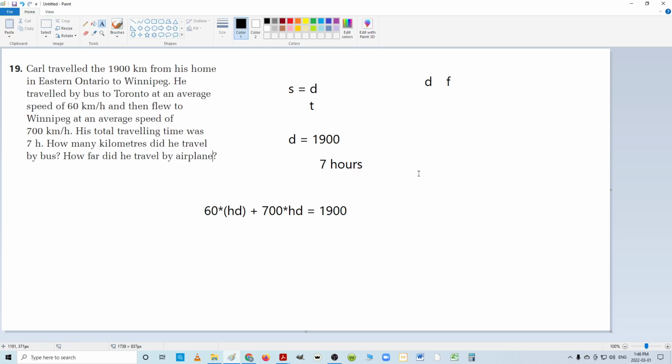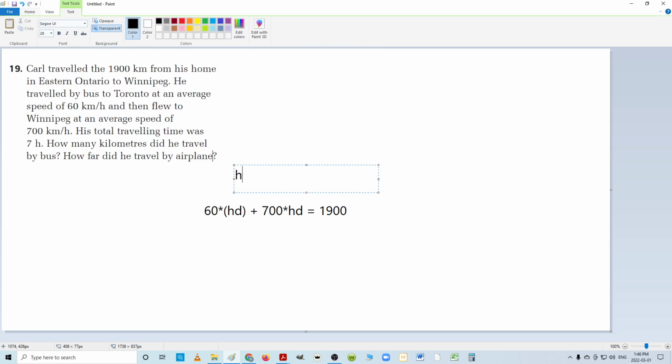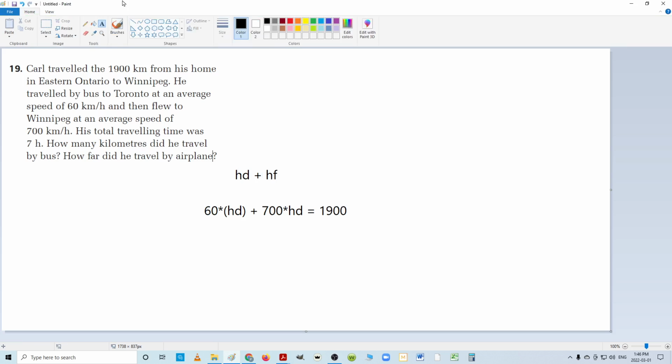We also know, what else do we know? His total time is 7. Oh, wow, that's super hard. So I think we'd have to convert everything to... Oh, yes. We also know his hours driving, sorry. So we can just call hours driving D if you want. We also know his hours driving plus his hours flying.